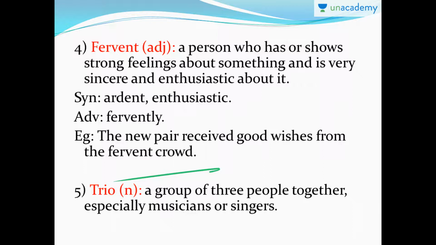Okay, the next word is trio. Trio is a noun, so we know what a trio is. So it just means three people in a group, right? But there's a catch in it. So a group of three people together is called a trio, but especially musicians and singers. So when musicians or singers come together in the form of three people together or at a time, we call that specific group a trio.